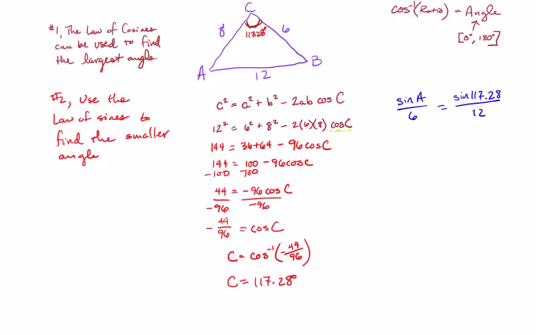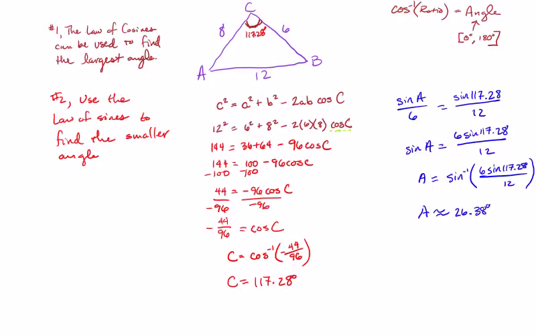Now we'll get sine of A equals 6 sine of 117.28 over 12, and then A would be inverse sine of that. Using your calculator, you should be able to find angle A. I found angle A to be 26.38 degrees.